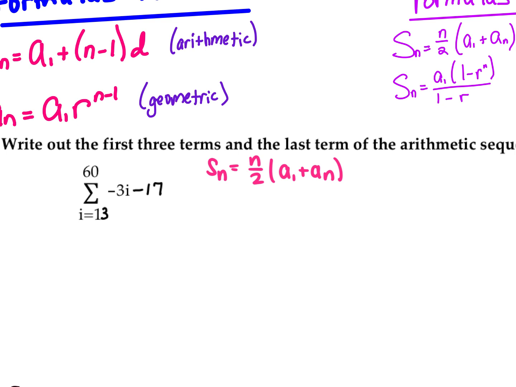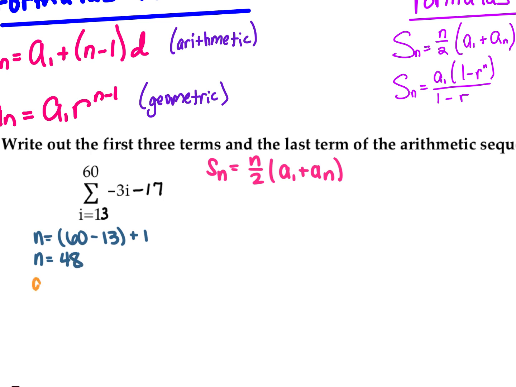This means that you need to find n, you need to find a sub 1, and you need to find a sub n. To find n, we're going to take top, which is 60, minus bottom, which is 13, plus 1. So that's 60 minus 13 is 47, plus 1 is 48. So n is 48 in this case.